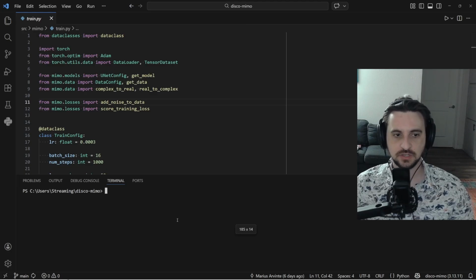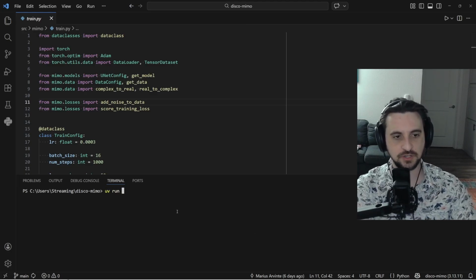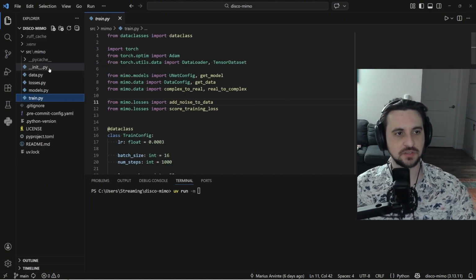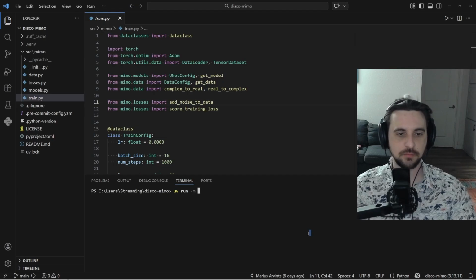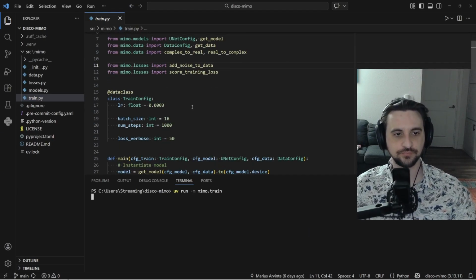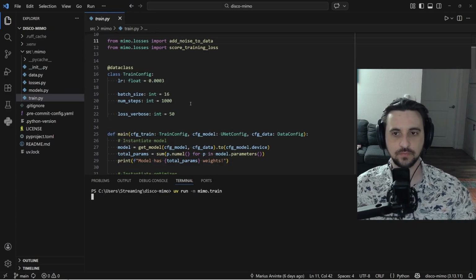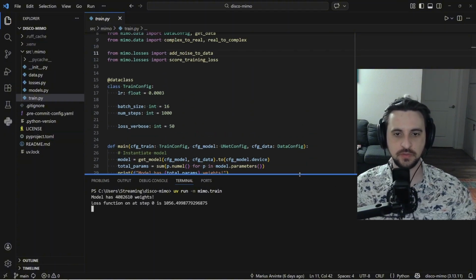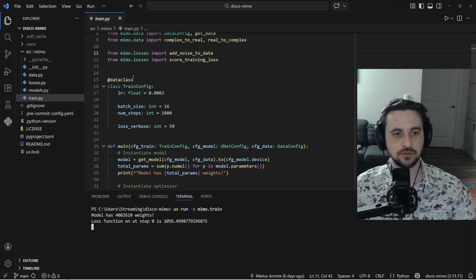I think it's just uv run -m. What is the module called? Is it DiSco or MIMO? Oh, it's MIMO, okay. MIMO.train. And this should work. It should train a model on the GPU with everything. Okay, there we go. So we have a loss function.